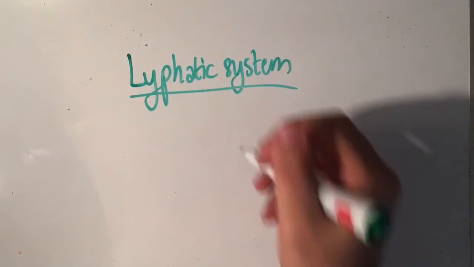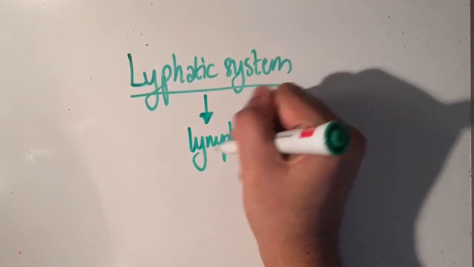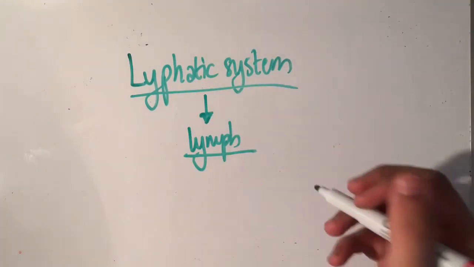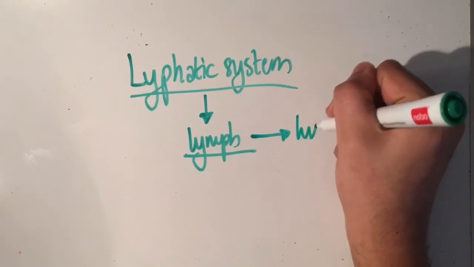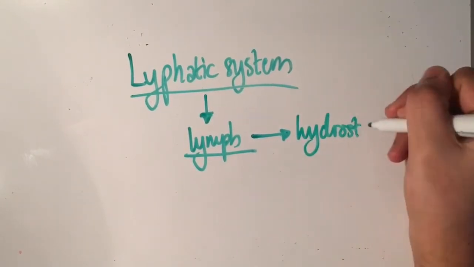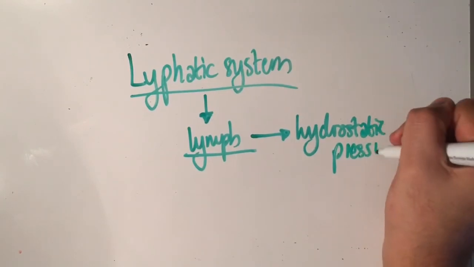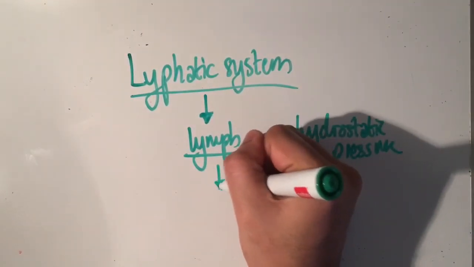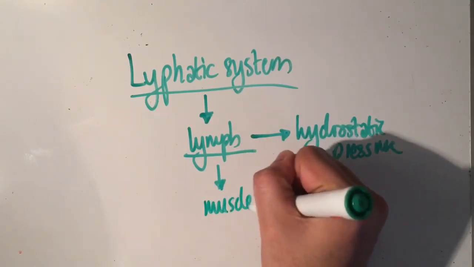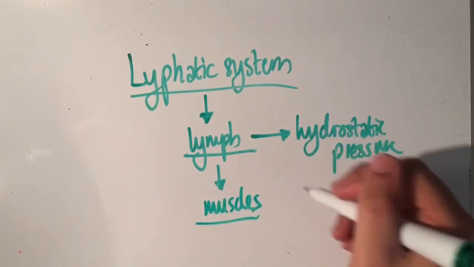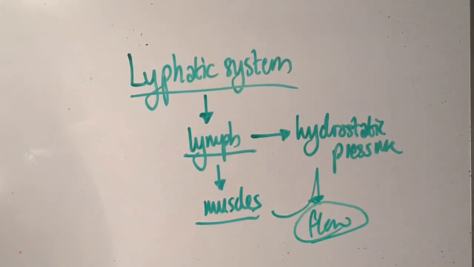So the lymphatic system carries the tissue fluid, which is now termed lymph. It doesn't receive pressure from a pump like the heart. Therefore, it uses hydrostatic pressures, which we've looked at, and it uses contractions of the muscles that surround it. So this allows it to flow around the body.